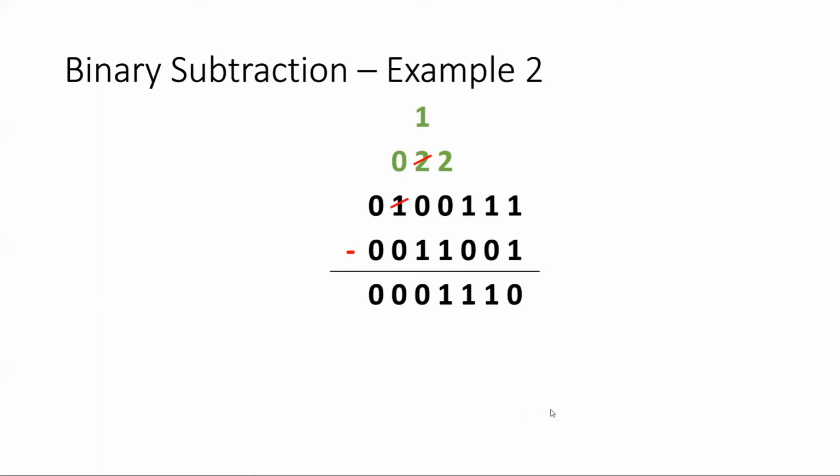So let's see if we have calculated correctly. Our numbers were 39 minus 25. So we expect that the result would be 14. In here, we have the representation which is equal to the sum of 2 plus 4 plus 8. 2 plus 4 gives us 6. 6 plus 8 is 14. So our calculation was correct.